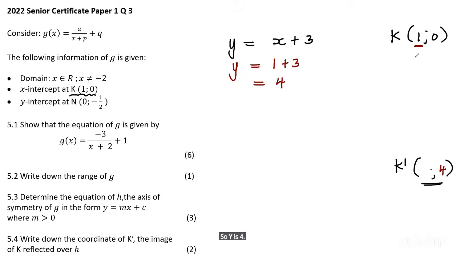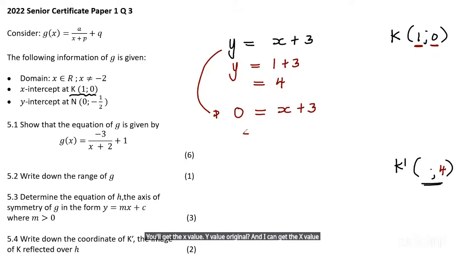Then substitute the y value of the original, you get the x value. The original y value is 0, and I can get the x value. Then you transpose. -3 is x. So the value of x is -3. So K prime is (-3, 4).